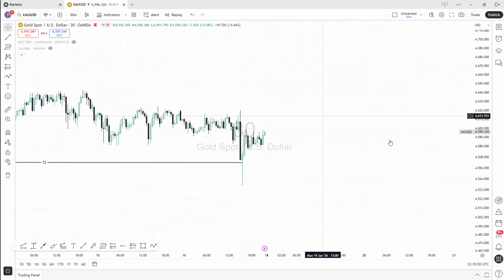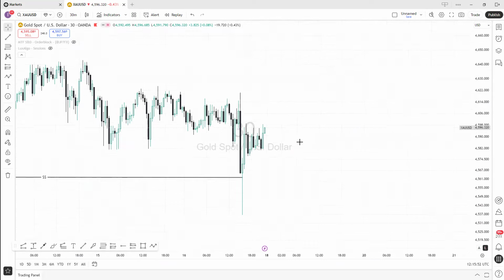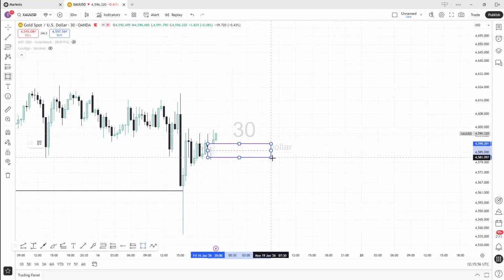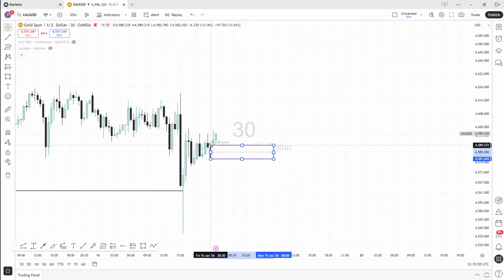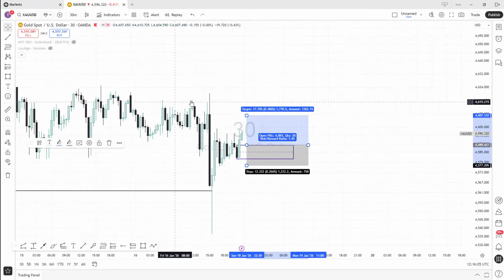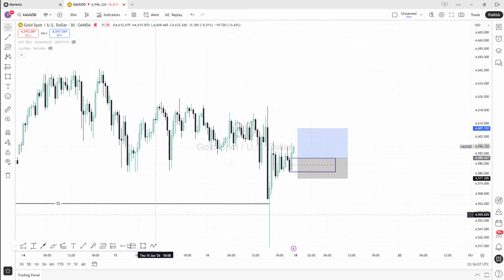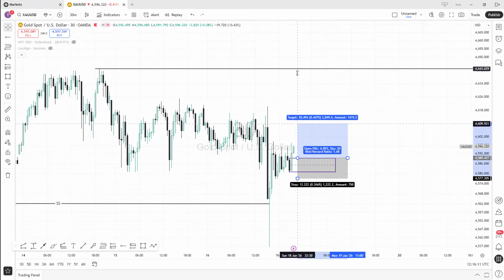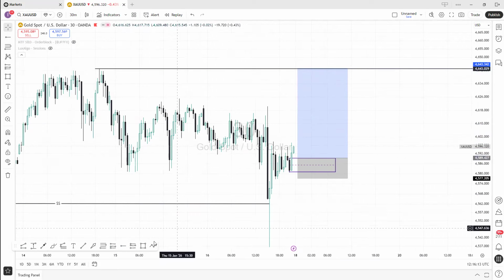So for entry point, we have 30 minutes order block over here. On Monday, you are supposed to wait for confirmation to pick a buy from that 30-minute demand, and then your first target, you target that external range liquidity.